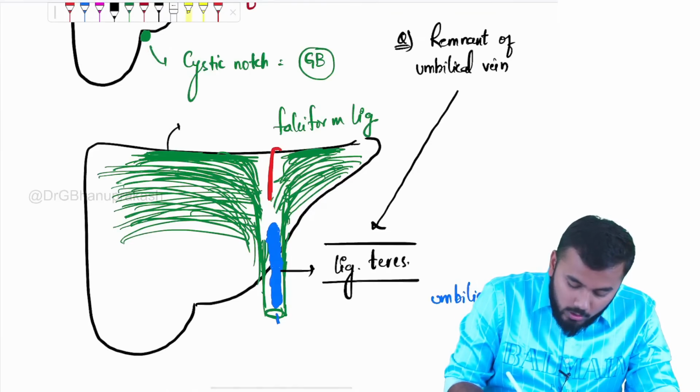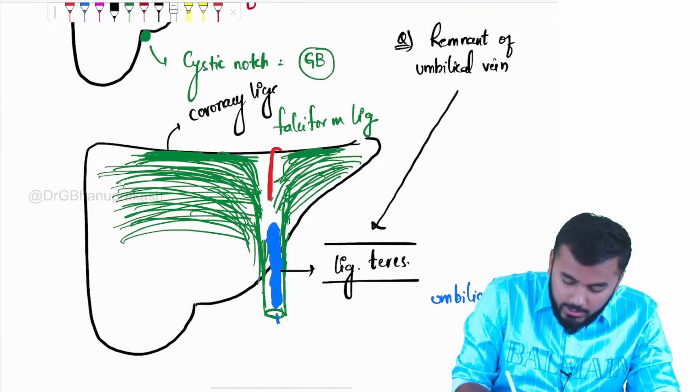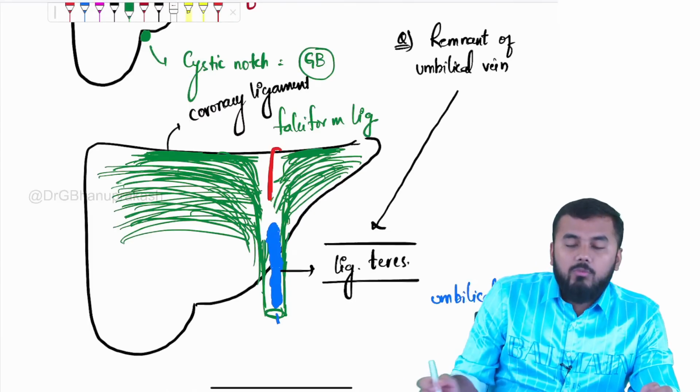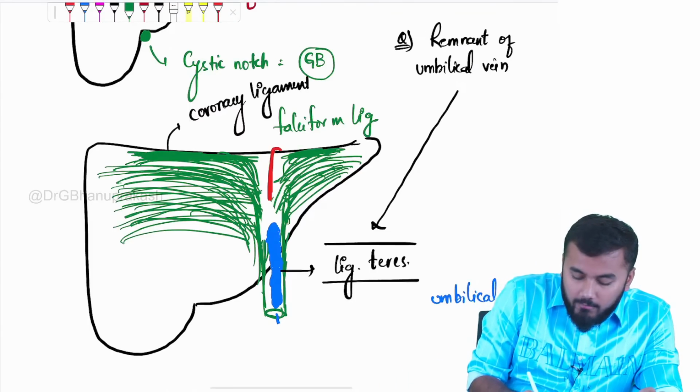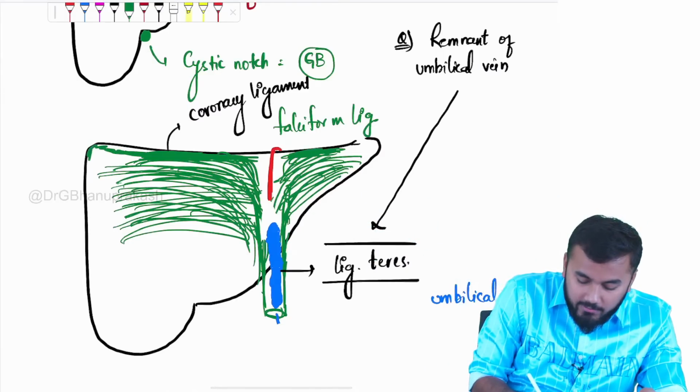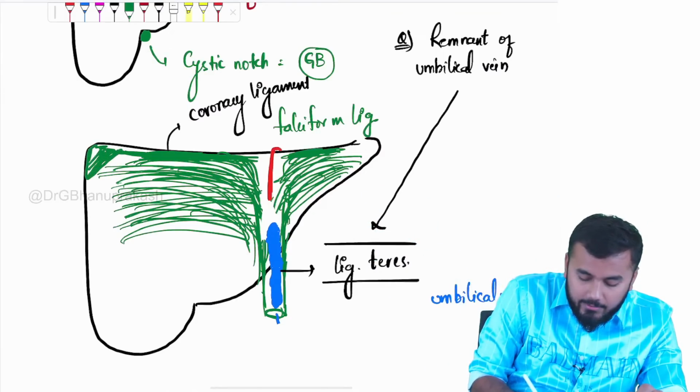This ligament is called the coronary ligament. Coronary ligament. And you know what will happen? The coronary ligament will go to the edges of the liver, and it will form a triangle here.